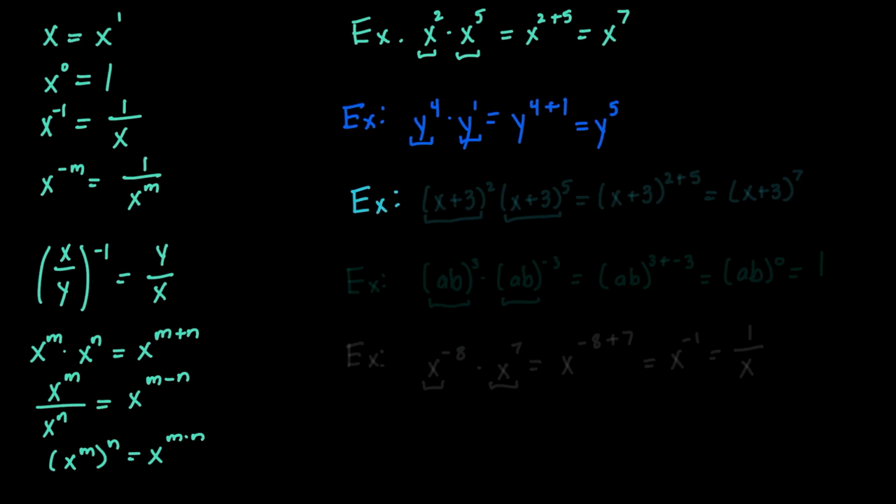Okay, next example, x plus 3 squared times x plus 3 to the 5th. In this case, the base is the x plus 3. The x and the 3 are married to each other by the plus sign, so you do not distribute the exponent in. That is one term. So x plus 3 squared times x plus 3 to the 5th. I'm multiplying. My bases are the same, so I'm going to add my exponents. So that's going to be x plus 3 to the 7th.